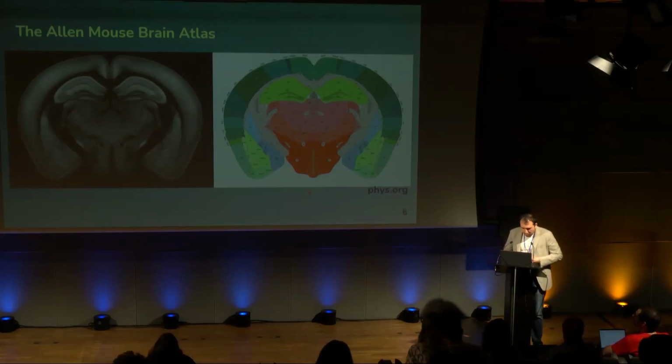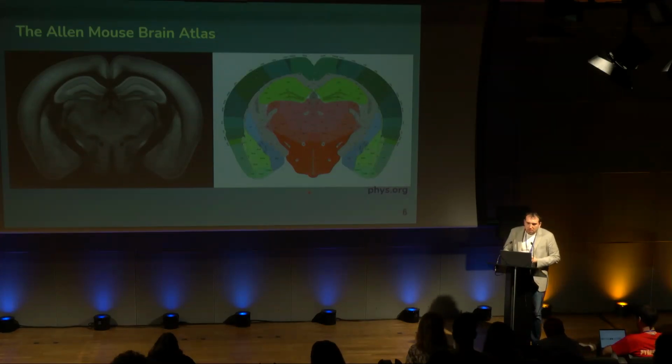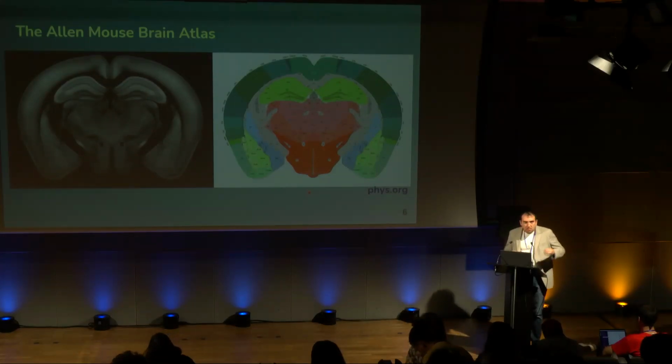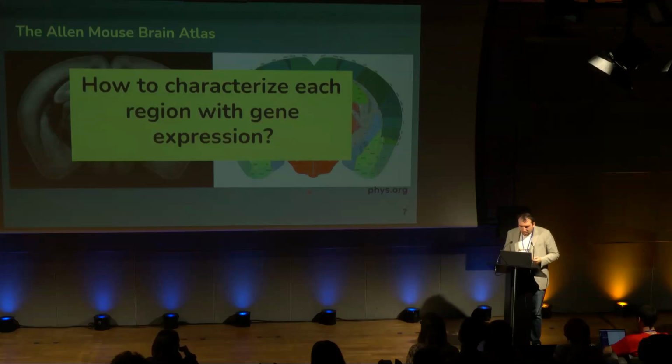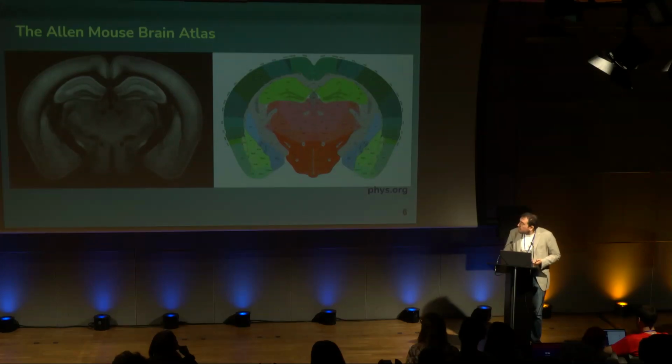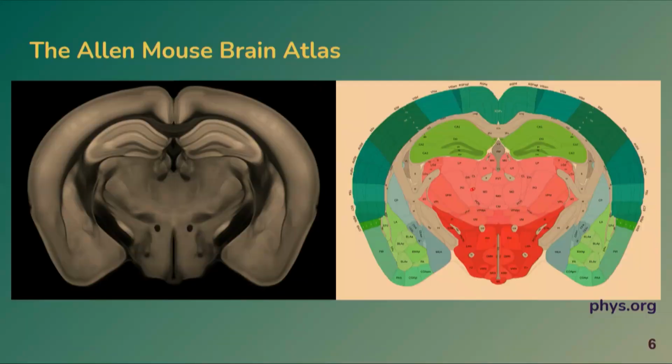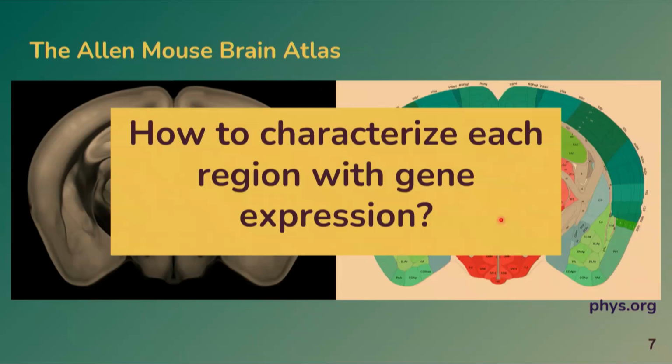And given that the physiology of the mouse brain and the human brain as well is well established and understood, one of the first questions that spatial transcriptomics aims to answer is how to characterize each region using gene expression. How can we say this region is different from this one because in this green region some genes are highly expressed compared to this other region and vice versa. So we try to answer that with spatial transcriptomics.